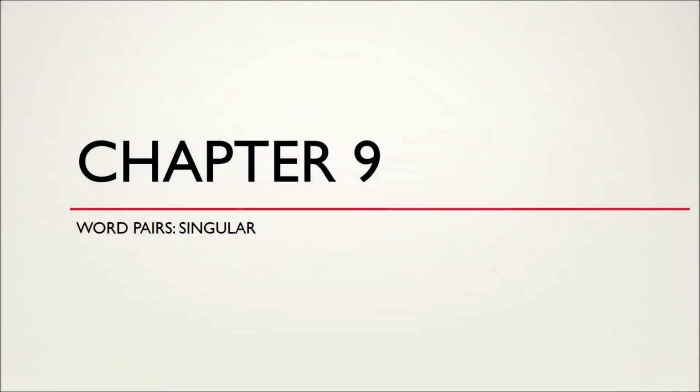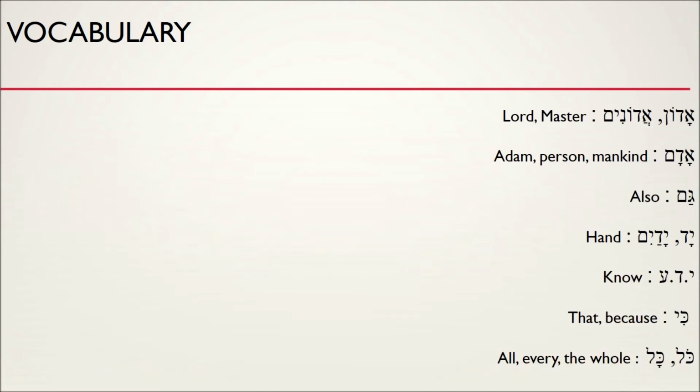We are on Chapter 9, going over word pairs, the singular forms. Here is the vocabulary for this chapter. Over here in the right-hand column, we have Adon, Adonim, which is Lord or Master. Next one we have Adam, person or mankind. And by the way, Adam would be the proper name, such as Adam and Eve.